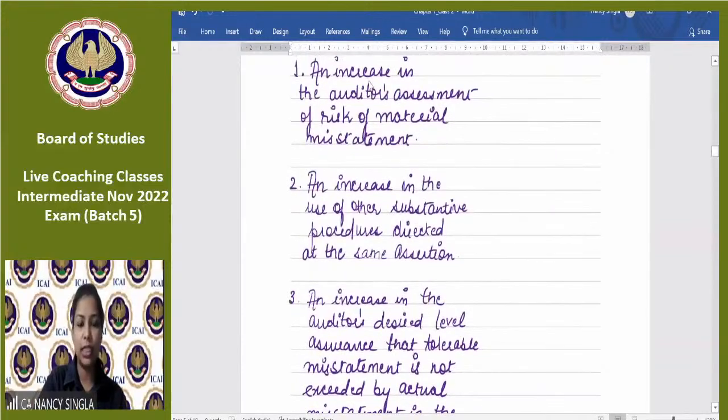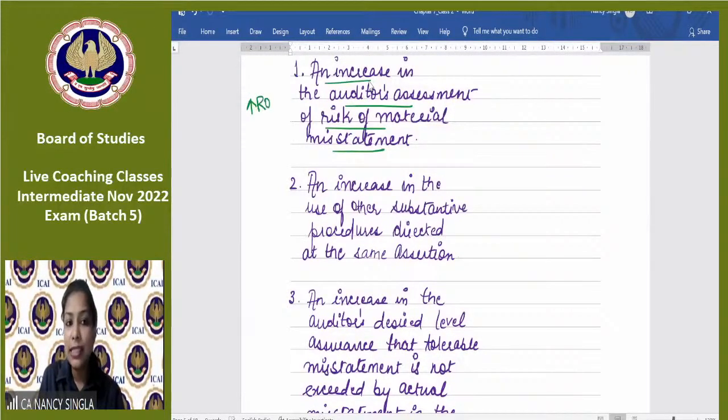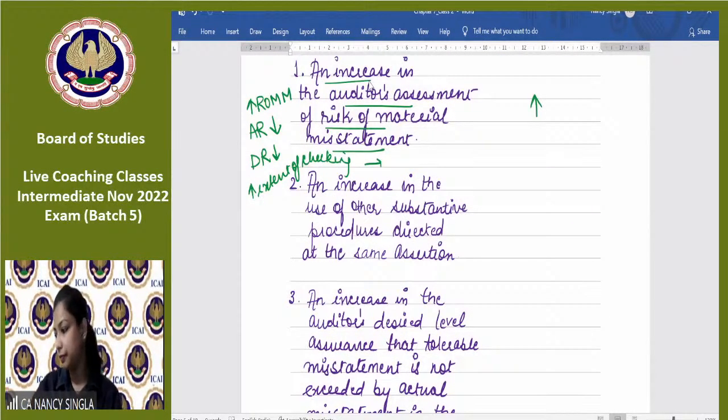All the 3 points are on your screen. So an increase in the auditor's assessment of risk of material misstatement. Look, how to understand? There is an increase in risk of material misstatement. Okay? But audit risk the auditor needs to take to an acceptably low level. For which, what will the auditor have to do? He will have to reduce detection risk. Reducing detection risk means he will have to increase his extent of checking, which implies what? An increased sample size. Clear? Simple, right?